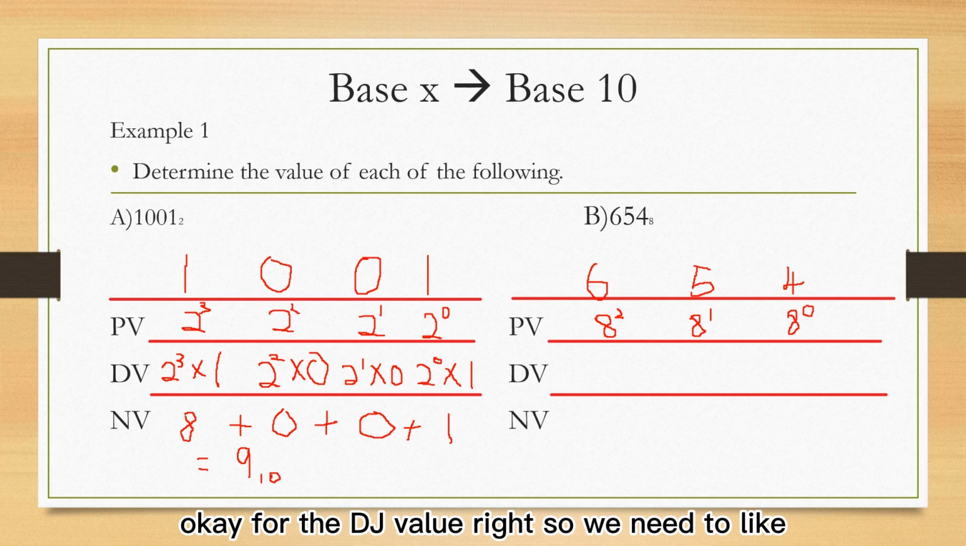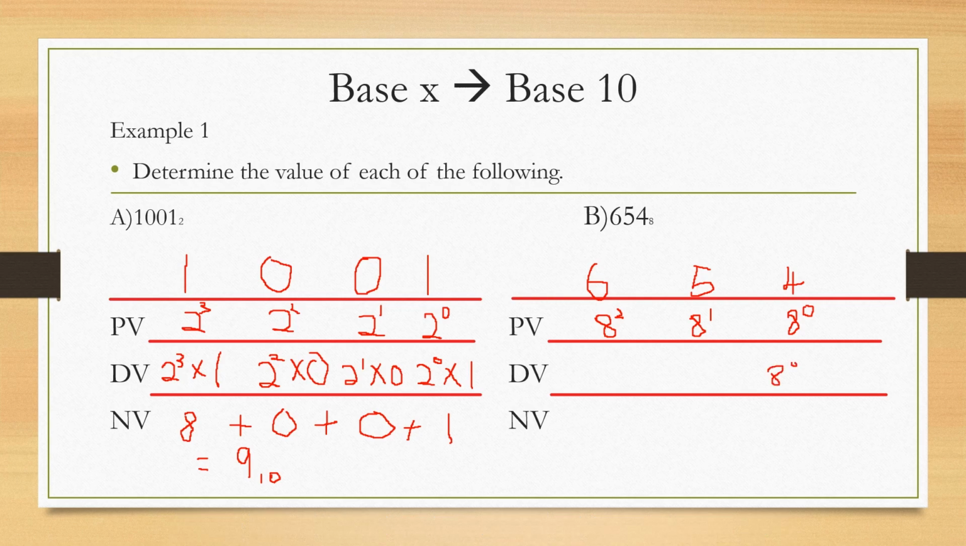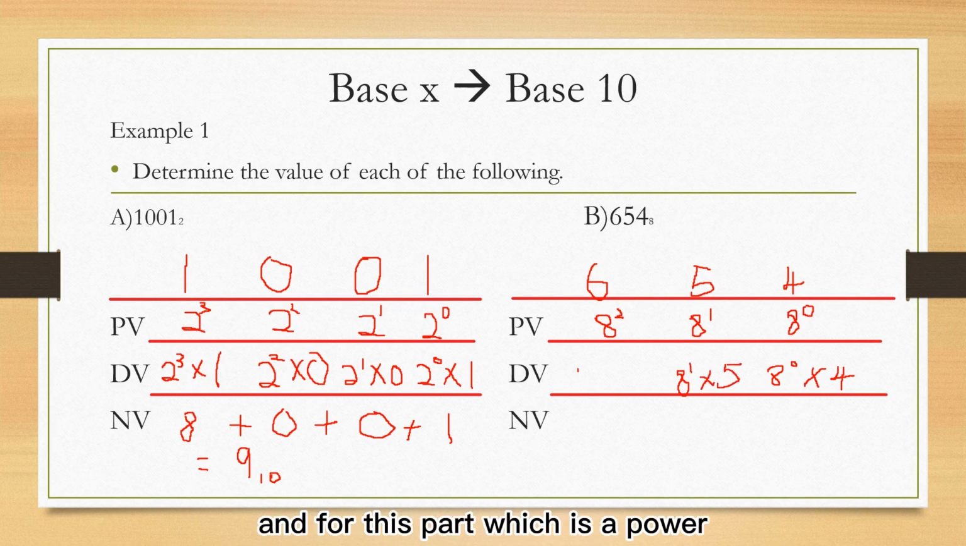For the digit value, since this is 4, we need 8 power of 0 times 4. Then 8 power of 1 times 5. And for this part, 8 power of 2 times 6.